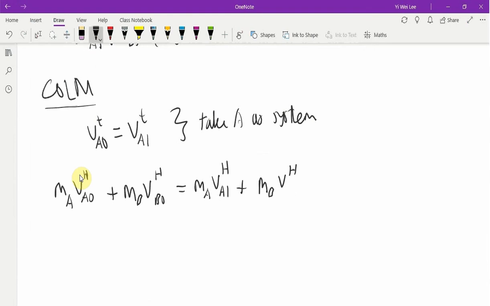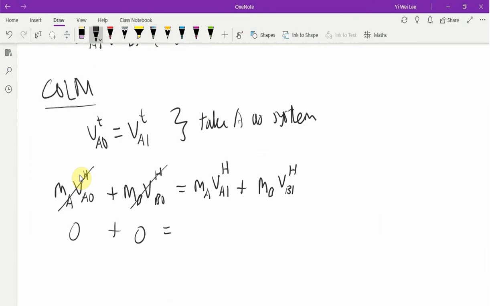So how do we take a look at this? Now there's something very important I want you to take note of, very carefully. When we talk about the horizontal direction, let's try to simplify this equation first. How do we simplify this equation? First of all, initially A is going downwards, right? So there's no horizontal velocity, so this is definitely 0. Now initially B is static, so this is also 0.